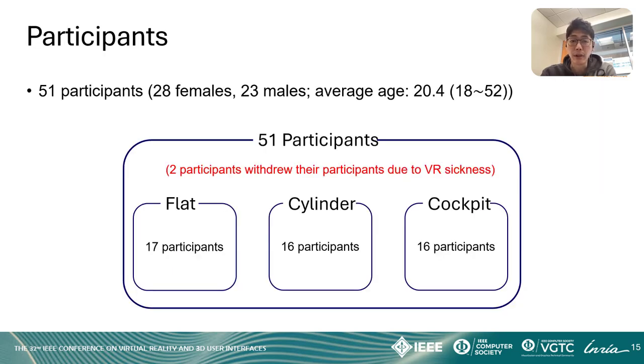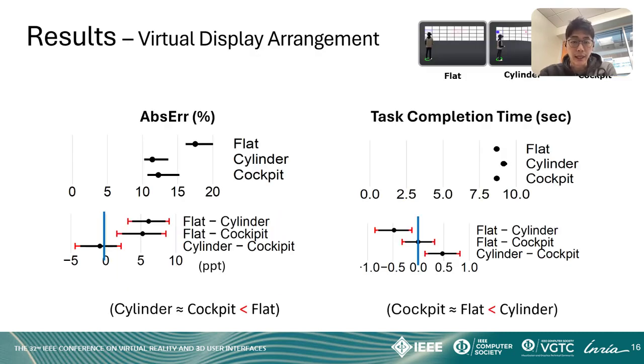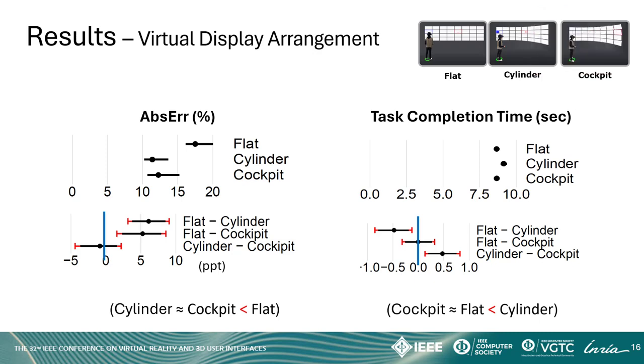A total of 51 participants were recruited, and 2 of them withdrew their participation during the study due to VR sickness. From this slide, a summary of Study 1 analysis results are presented. For each result, 2 charts are presented vertically. The upper chart shows the results by the conditions, and the bottom chart shows the comparison results between the conditions. In the bottom chart, if a confidence interval does not include a zero value, it suggests that there is a clear difference between the conditions.